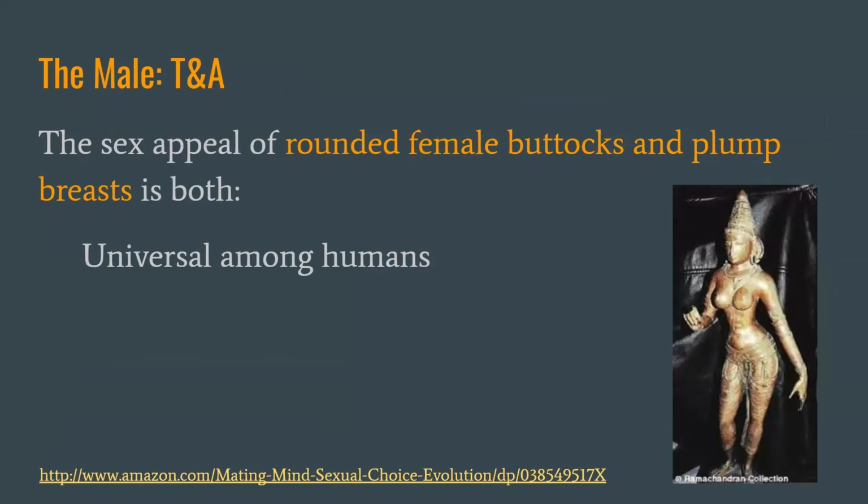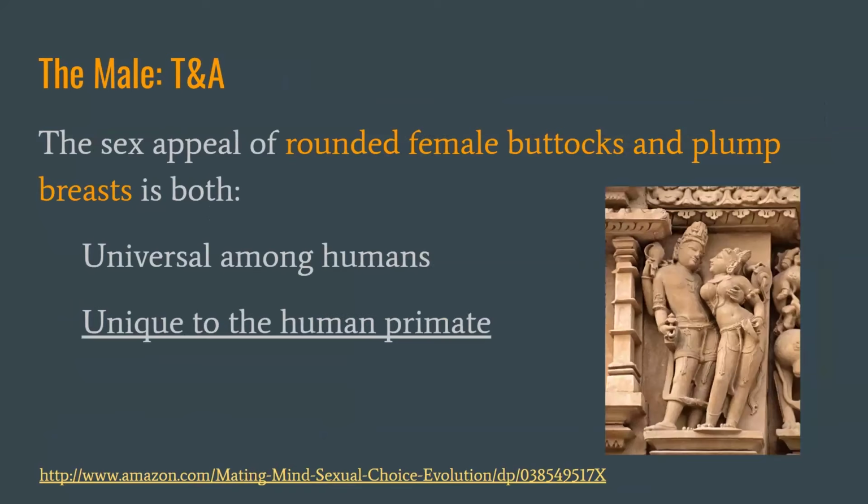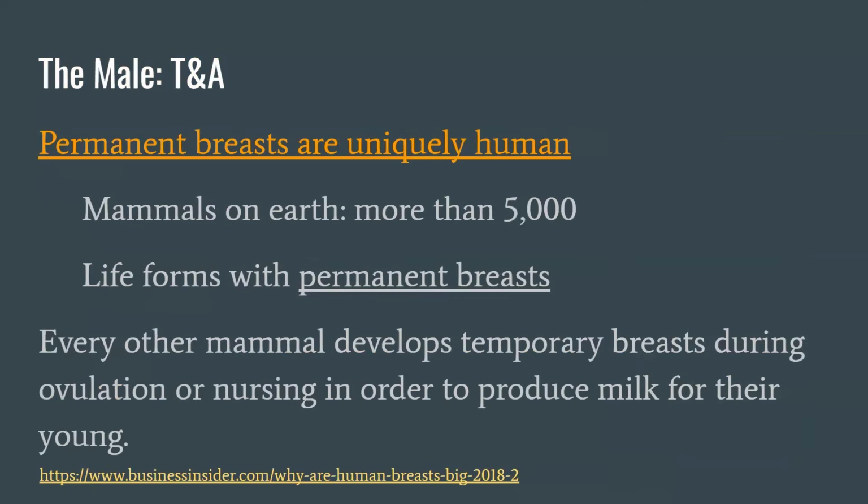The sex appeal of rounded female buttocks and plump breasts is universal among humans. All humans, no matter what society you're in, are attracted to that, all males. And it's unique to humans as well. No other species, no other animals look for TNA. Permanent breasts are unique to humans. No other species, no other primate, no other mammal. There's 5,000 different kinds of mammals on Earth. None of them have permanent breasts except humans.